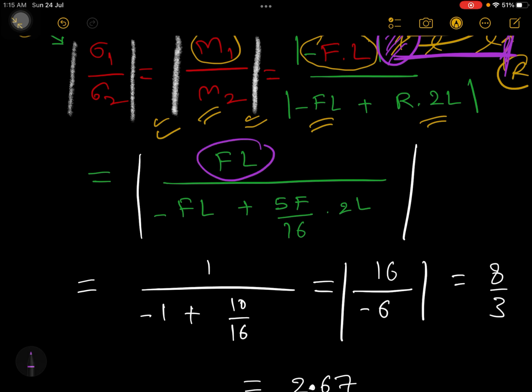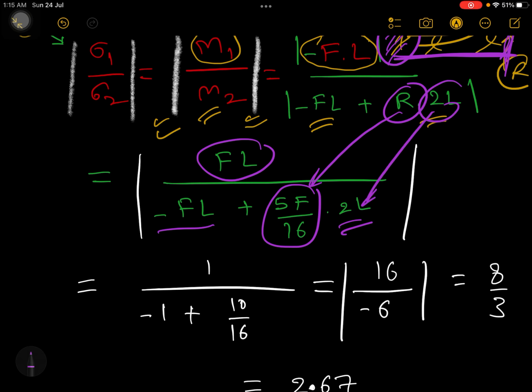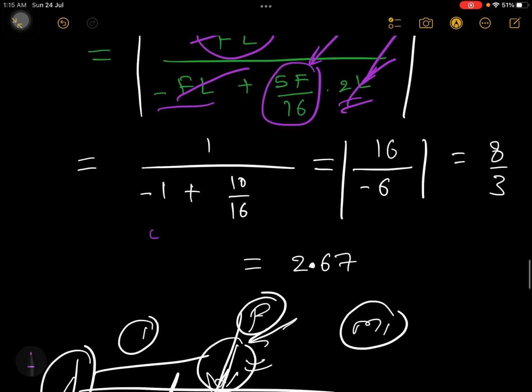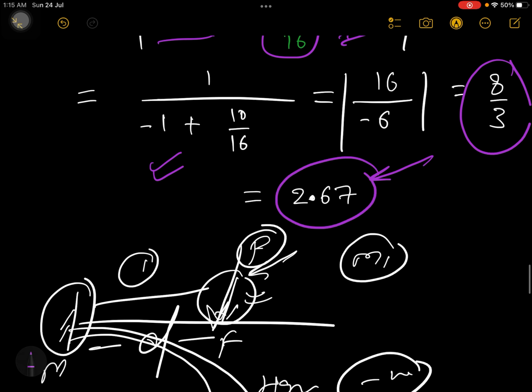That's all, nothing is remaining. FL here minus FL here, 5F by 16, you can put the R value. This R value is this. Okay, and the 2L is as it is, this 2L. That's all, job over. FL will get cancelled out. So we are remaining with the numerical part, and finally we are remaining with 8 by 3. You do it by yourself, your answer will come 2.67.